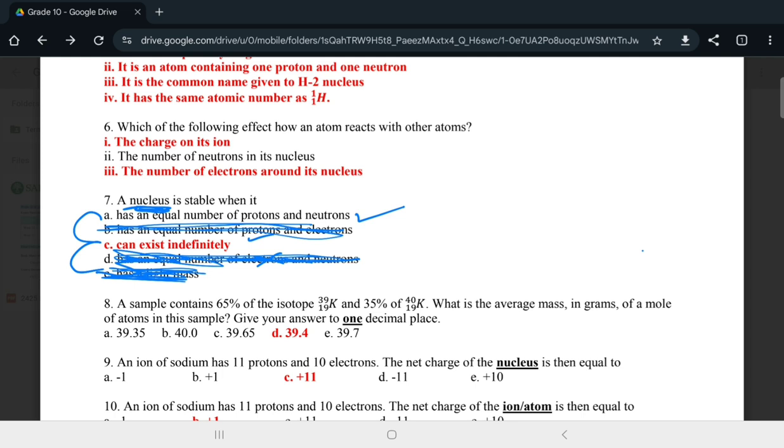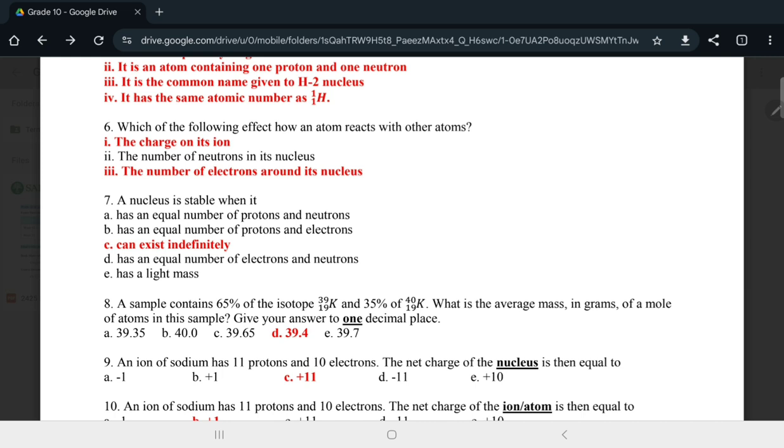What affects a nucleus being stable is its capability of existing indefinitely. That means that stable atoms do not react with each other, they stay alone, they don't live all together, they're just nomads, they stay alone, they exist indefinitely.